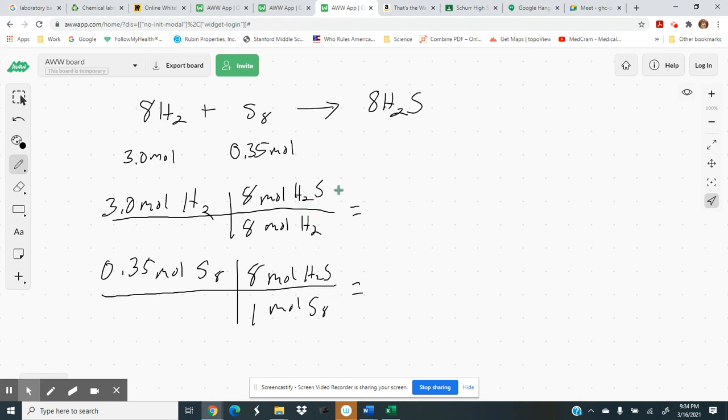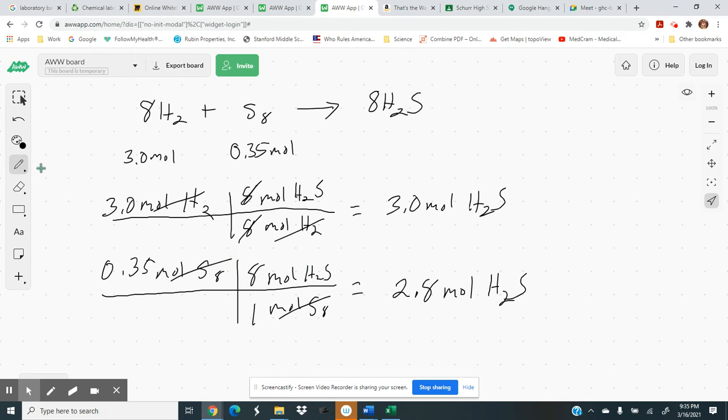All right, so let's see how many moles of each we're going to get. This one's 3 times 8 divided by 8. Whenever they're the same coefficient, they cancel out. Moles of H2 cancel out, and we're going to make 3.0 moles of H2S. That's how many moles we get. Now for this one, 0.35 moles of S8, we're going to take 0.35 times 8, so we're going to multiply it this time. 0.35 times 8 gives us 2.8, divided by 1 leaves us with 2.8 moles of H2S. Once again, the moles of S8 cancel.